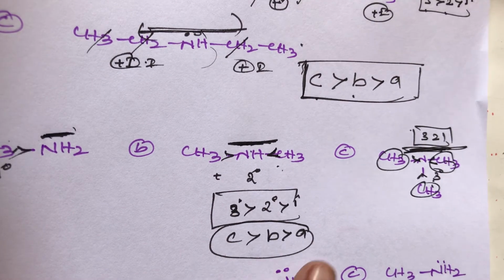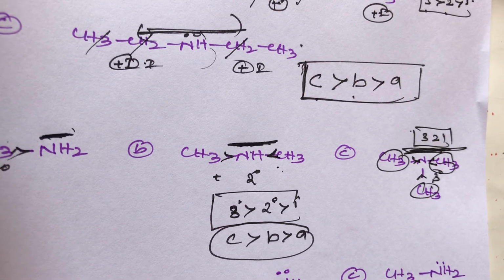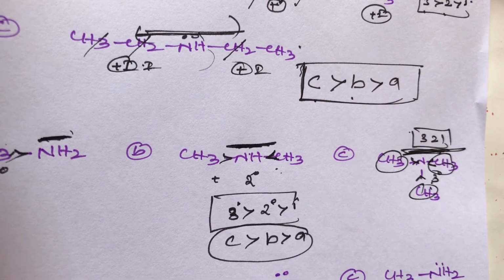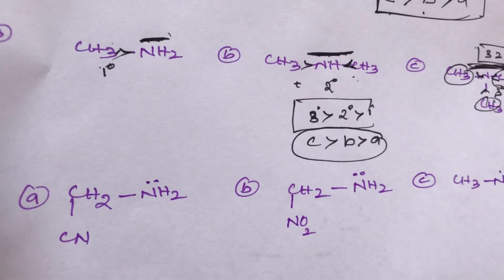And stability is also the same thing. Stability of amines: tertiary amines are more stable than secondary amines, which are more stable than primary. This is also the stability order, the same thing. And one more question, student.